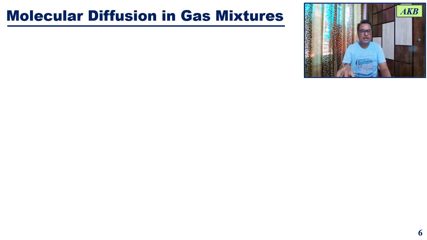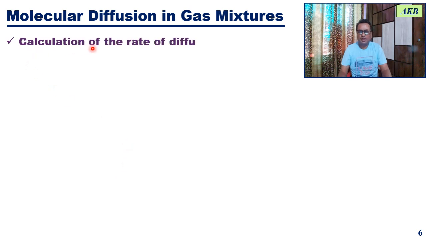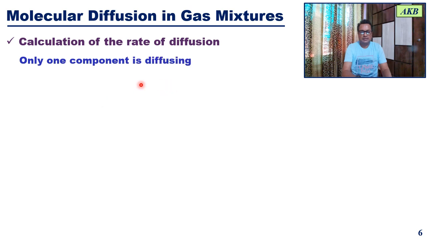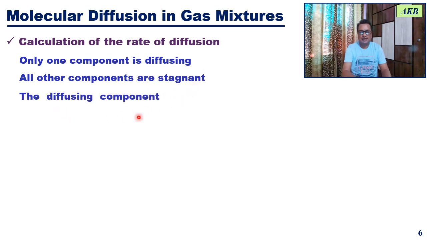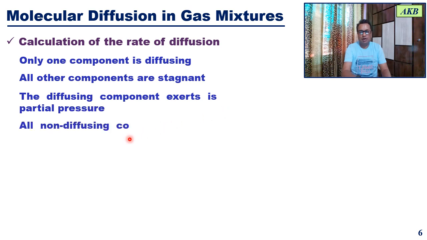Okay, so once you know how to calculate DAM, that is effective diffusion coefficient for A, now let us understand how to use that to get the rate of diffusion. So on this slide, we will understand how to calculate the rate of diffusion. So the case is only one component is diffusing and all other components are stagnant. So if that is the case, then the diffusing component exerts its partial pressure and all non-diffusing components exert a combined partial pressure.